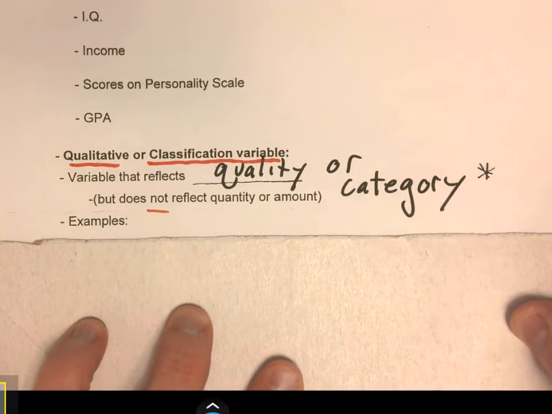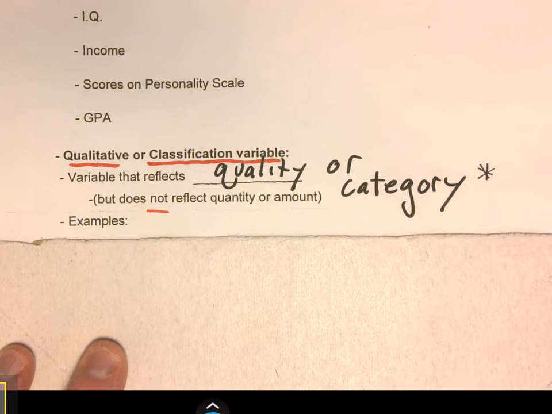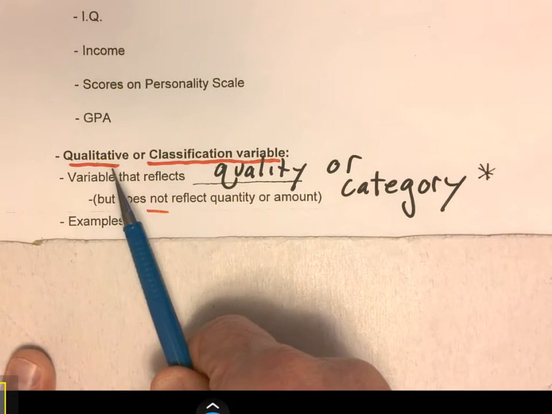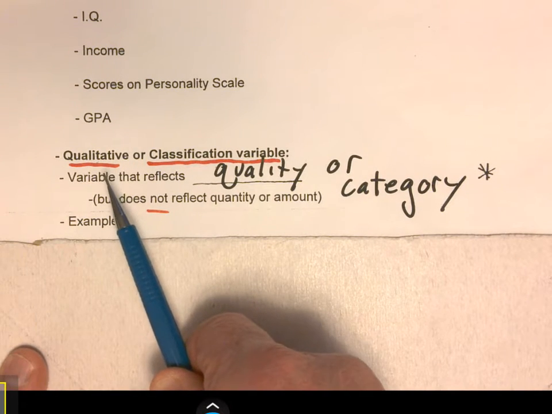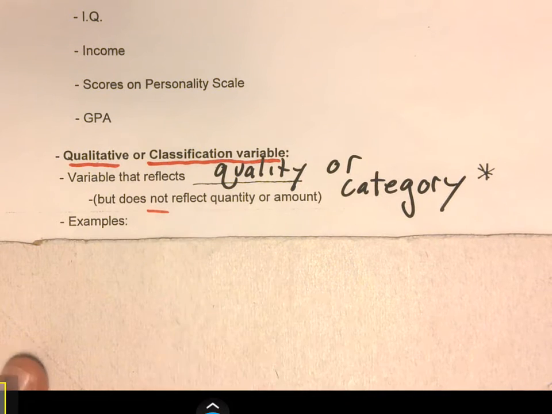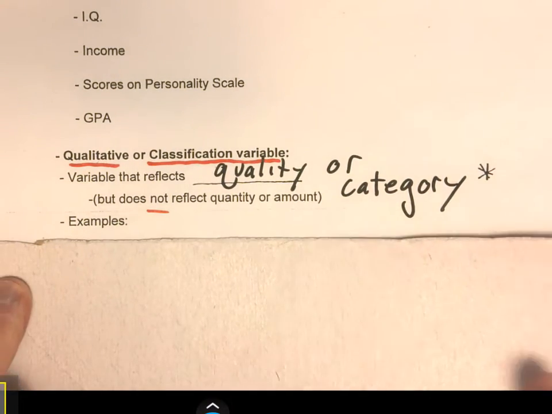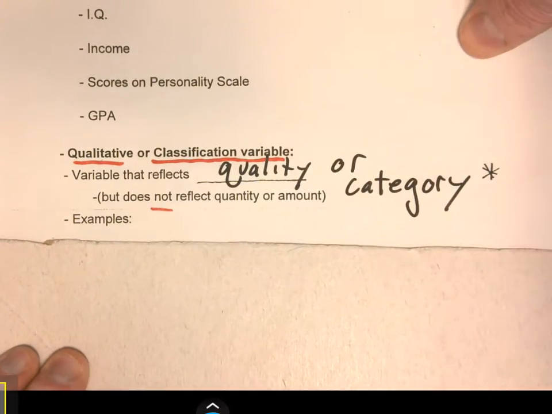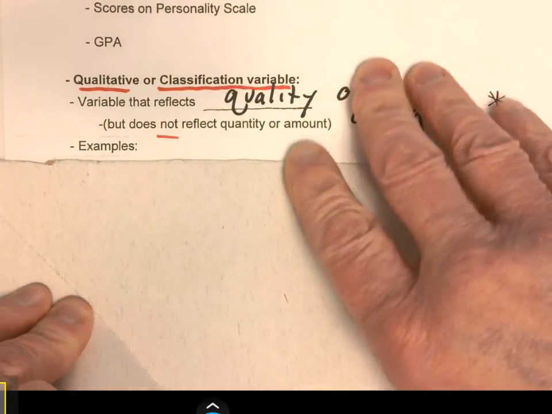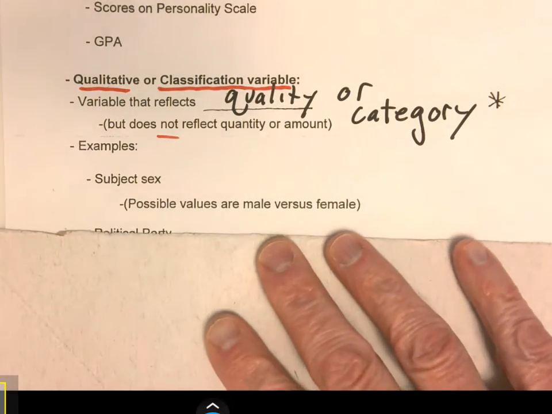Let's give a definition for that type of variable. If it's not quantitative, it's probably a qualitative variable. Qualitative variable we also refer to as being a classification variable. A qualitative variable is a variable that reflects quality or category, but does not reflect quantity, does not reflect amount. We're determining which category you're in, but we are not necessarily measuring an amount of anything.